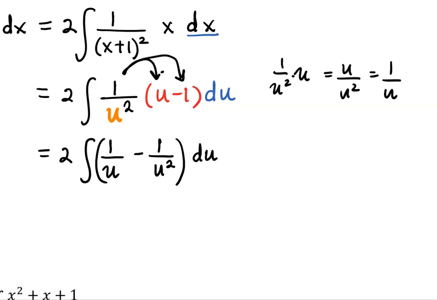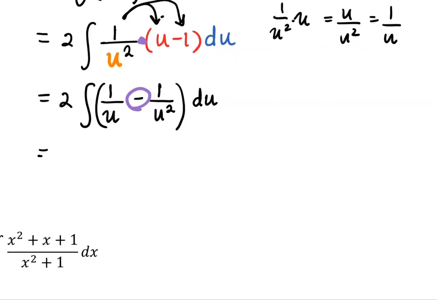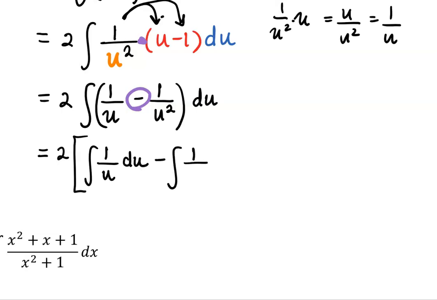Now that we no longer have a product on the inside of the integral and we now have a difference on the inside of the integral, we can break it up into two separate integrals. The 2 would be applied to both integrals. Keep that in mind. So I'm going to use a big bracket here. I'll take the integral of the first term, 1 over u du, and I will subtract the integral of the second term, 1 over u squared du. And then I'll close my bracket.